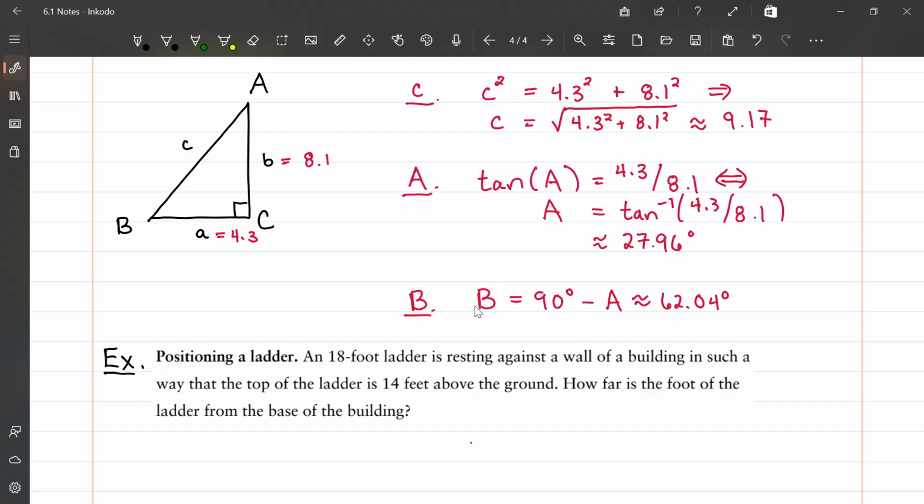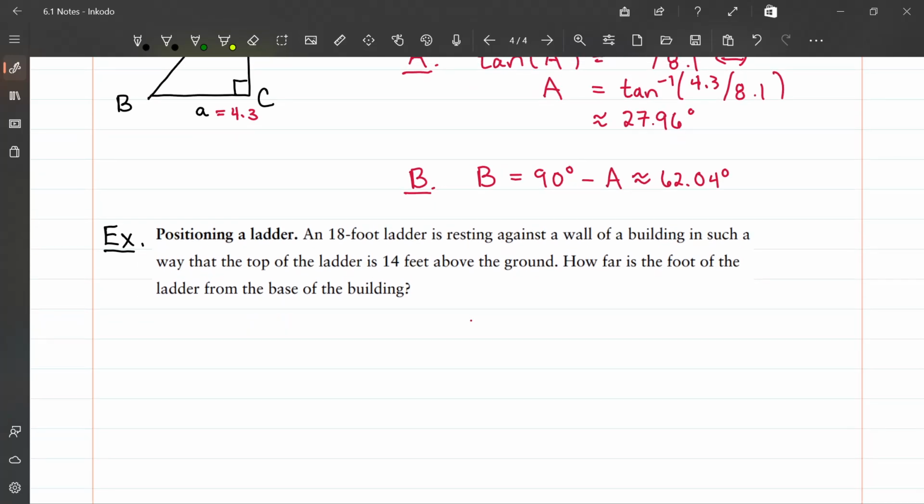So we have a possible real-world situation where we have an 18-foot ladder. It's resting against the wall of a building, and we know the top of the ladder is 14 feet above the ground. We want to know how far the foot of the ladder is away from the base of the building. Now this is kind of a simple application. Also, it's not 100% necessary. After all, if we have an 18-foot ladder positioned so that the top is 14 feet above the ground, we could always get out, say, a tape measure and measure things. But we don't absolutely need to. We could use our brains and figure it out for ourselves.